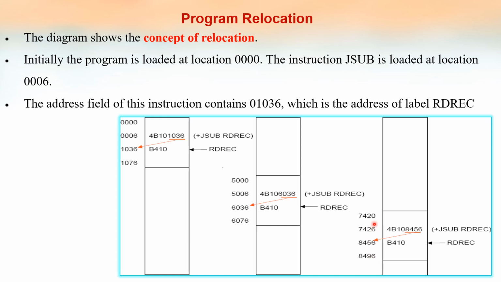Again, suppose it is relocated to another address. This program is relocated to the starting address 7420. Again, this RDREC value gets changed. So this time, the RDREC current address is written here. So according to the changes in starting address, some instructions which have direct addresses as operands will change. That change, the assembler has to show in the object program. Then only the loader can load accordingly.